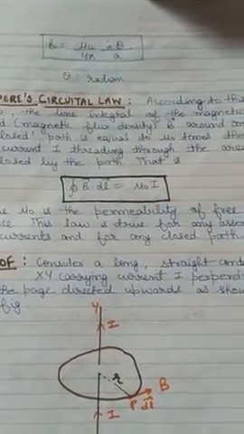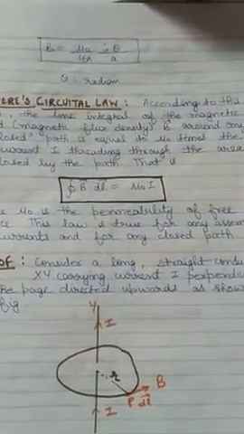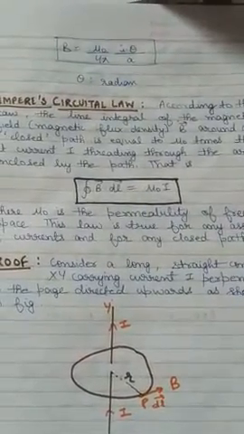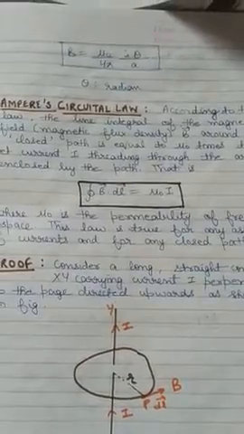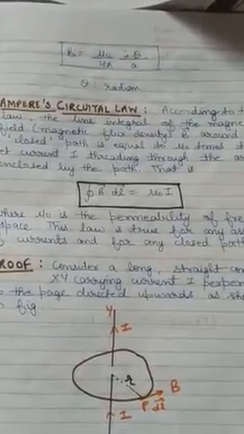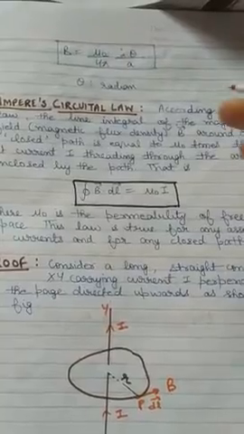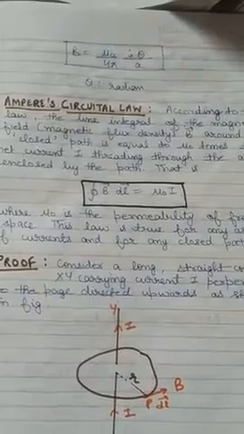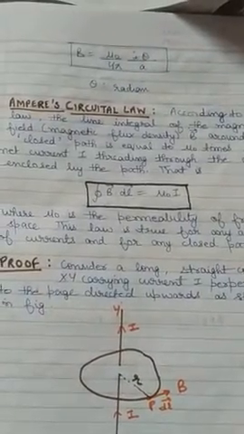This law is true for any assembly of currents and for any closed path. The important thing is that when we choose the path, it must be closed. The current threading through that area multiplied by the permeability, mu naught, will be equal to the line integral of B dot dl. If you remember Gauss law, what is the formula we have? Let us compare Gauss law and Ampere's law.